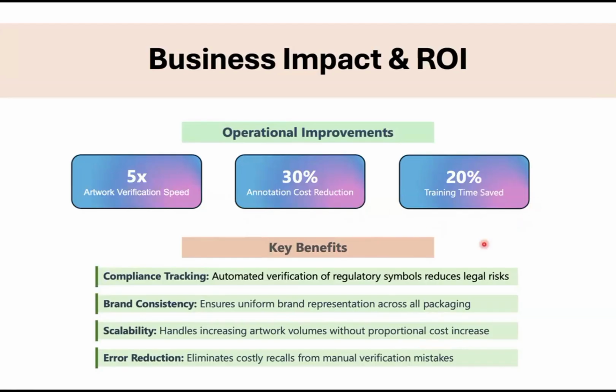So the key benefits that we were able to achieve were compliance tracking, which can be done automatically by identifying different regulatory symbols, which actually reduces legal risk across different regions, and brand consistency. The system allows us to ensure that all the products of the same brand have a uniform brand representation across all kinds of packaging. And one more thing is that these production artworks are handled in a very large volume. Hence, processing all of them manually was very hard. But when we try to scale these models, using the smaller models was a good cost choice because it doesn't increase the cost proportionally very much.